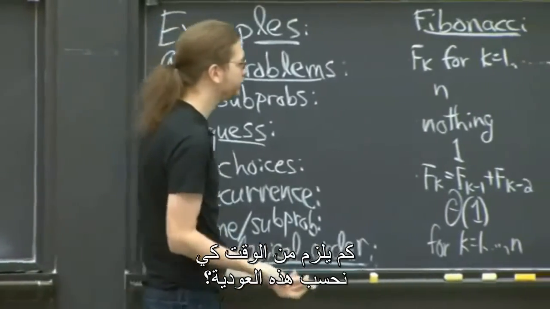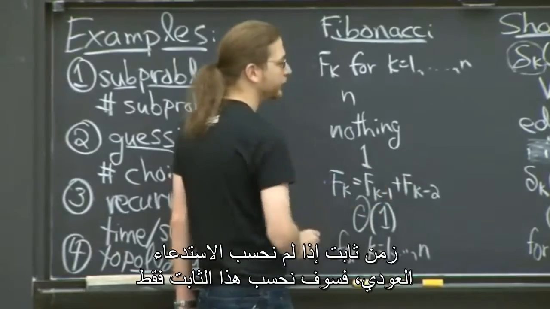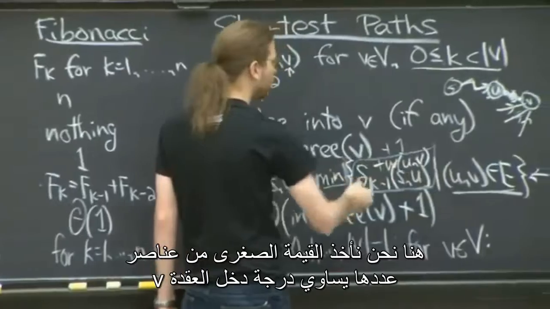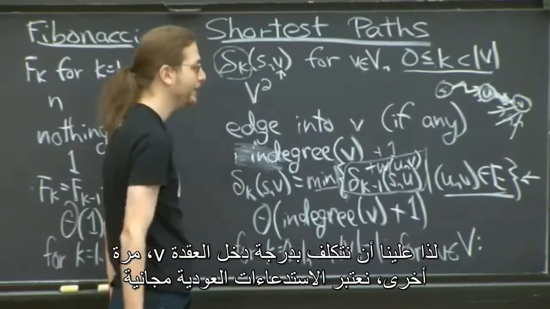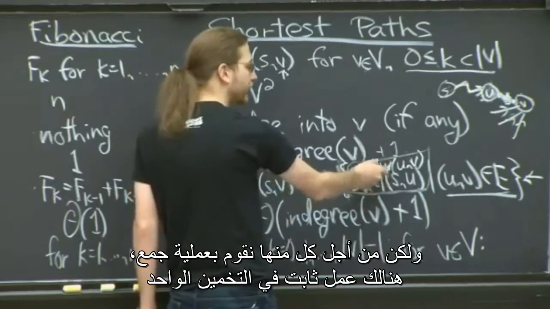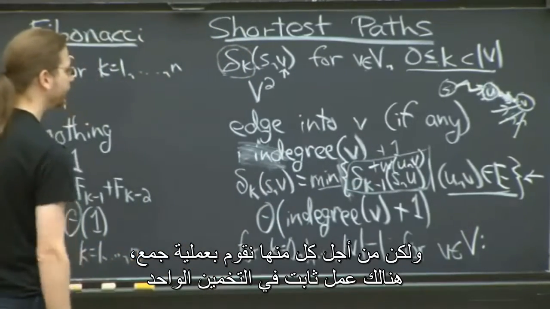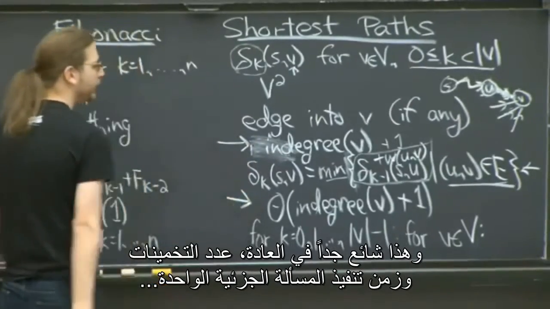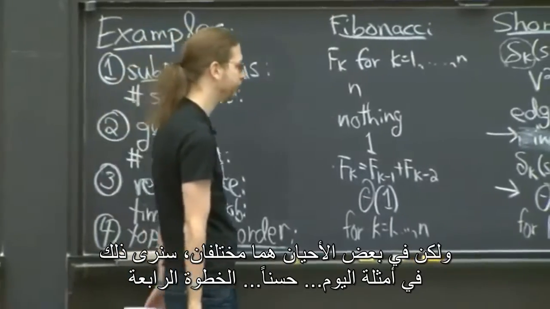Now, how long does it take to evaluate this recurrence? Constant time if you don't count the recursive calls or count them as constant. Over here, we're taking a min over in degree of V things. So we have to pay in degree of V time. Again, counting the recursions is free. But for each one of them, we have to do an addition. So it's constant work per guess. And this is quite common. Often the number of guesses and the running time per subproblem are the same up to constant factors. Sometimes they're different. We'll see some examples today.